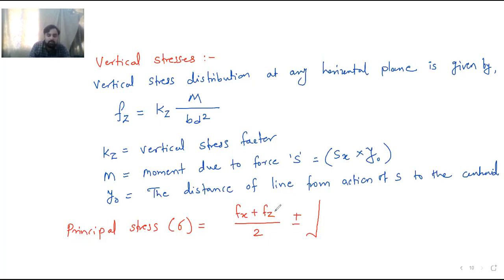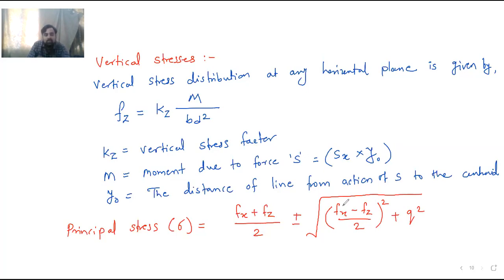Same formula is here, fx plus fz, just the notations are different. Sigma x was the horizontal stress and sigma y is the vertical stress while we were studying that chapter in the song. Here just the notation is different. Fx is the horizontal stress, fz is the vertical stress that we have considered. So fx plus fz by 2 plus minus under root, fx minus fz by 2 bracket square plus q square, shear stress square.